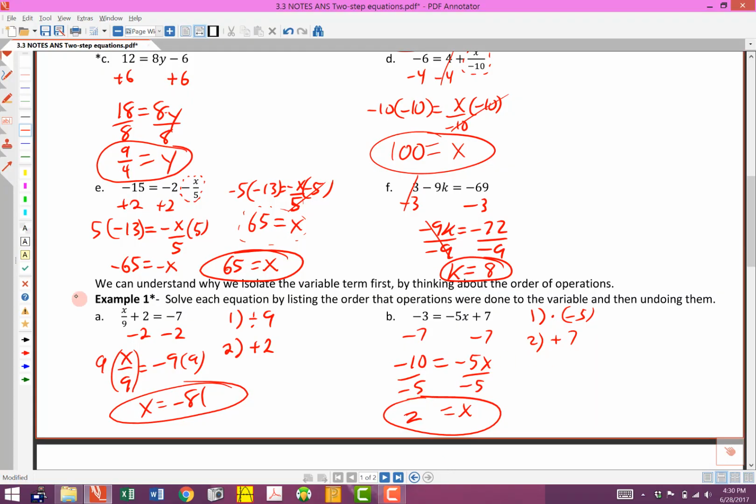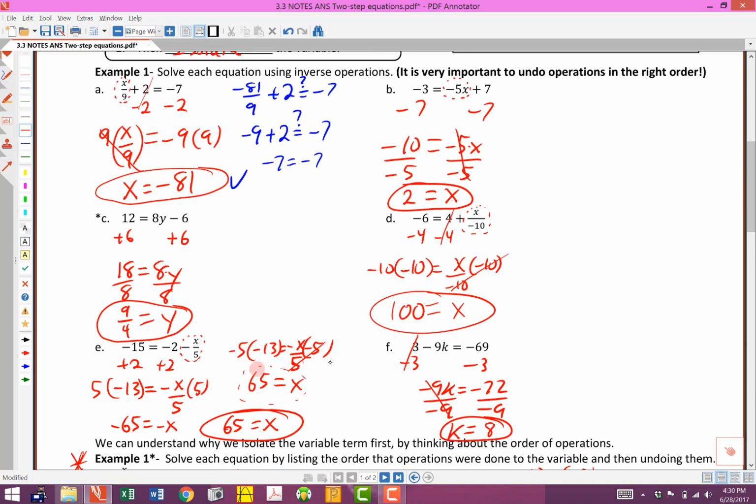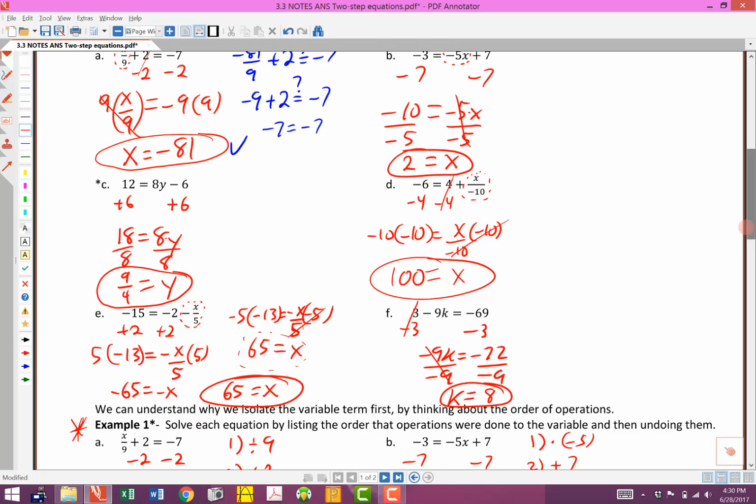Now, you don't have to do it this way or think about it this way, but it can be very helpful sometimes. What I'm interested in is, can you do the work this way when you're solving two-step equations? So go ahead and get started on that assignment, and good luck.